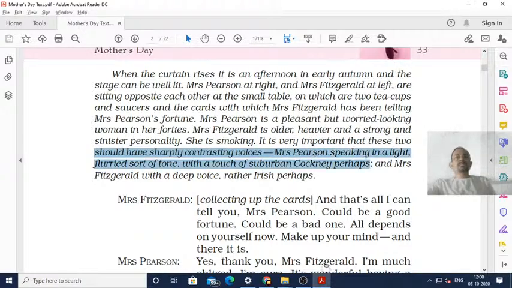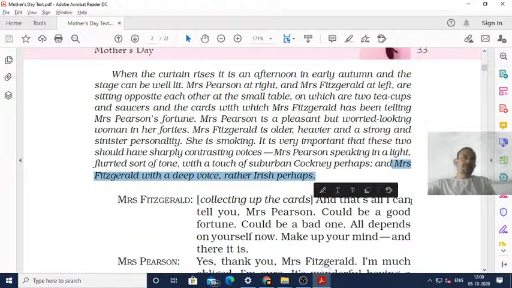Mrs. Pearson speaking in a light, flurried sort of tone with a touch of suburban cockney perhaps, and Mrs. Fitzgerald with a deep voice, rather Irish perhaps. Okay. So Mrs. Fitzgerald, Mrs. Pearson, as she is very soft hearted and pleasant and soft speaking, therefore she is speaking in a very comfortable manner, very softly, and in her speech there's a cockney accent.